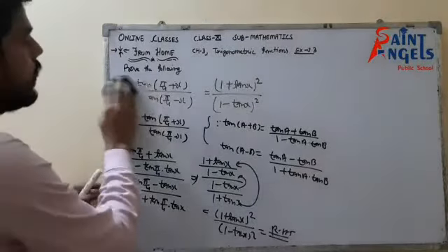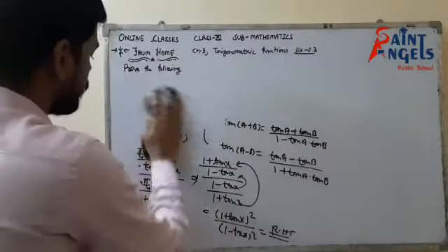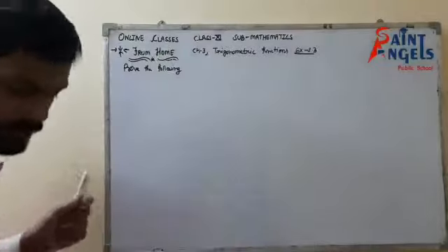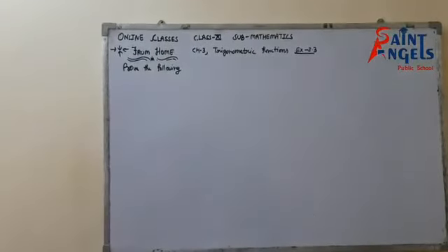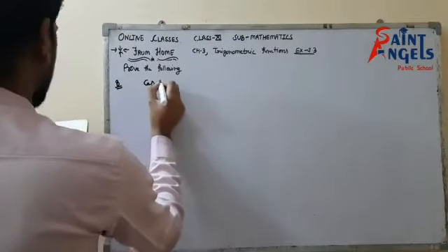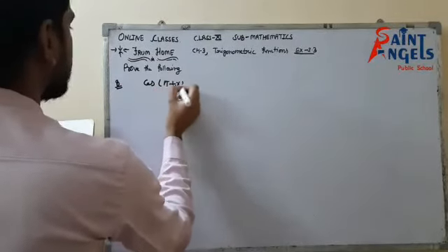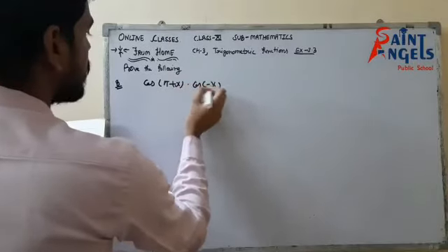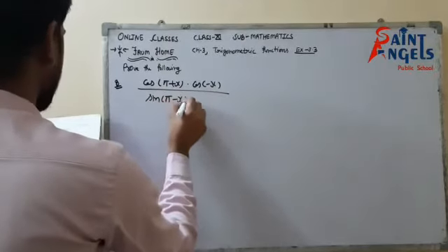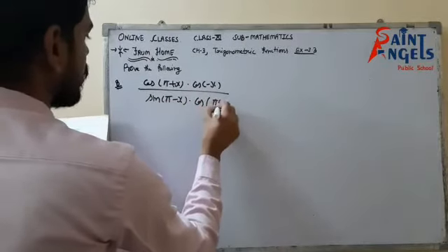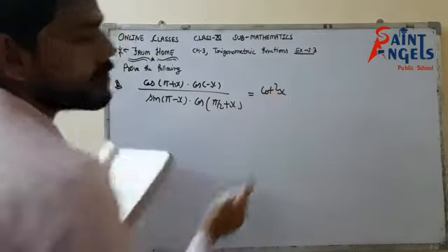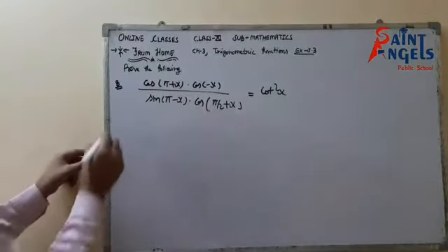Now look at question number 8. Question number 8 is cos(pi + x) cos(-x) upon sin(pi - x) into cos(pi/2 + x) equals cot square x. Okay students, so now we'll take the LHS.